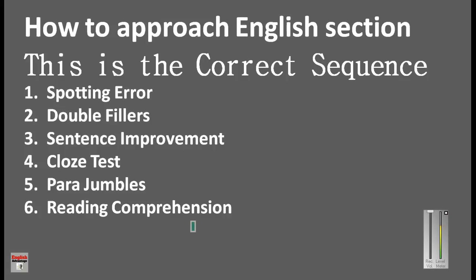Now how to approach the English section? This is the most difficult, or most problematic, part for most of the students. So this is the ideal sequence of solving the English section questions. First you should try to solve spotting error questions, because this is easier than the other parts and you can handle it. Then you should go to double fillers. Then you should try to solve sentence improvement or the vocabulary portion, then cloze test, then parajumble. And then you should go to the reading comprehension.